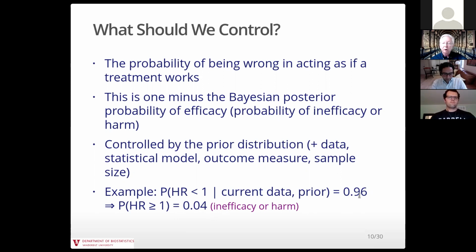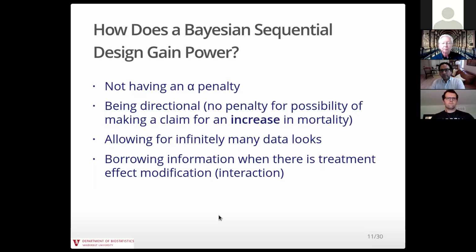If you had this level of evidence for efficacy, by definition, you have this probability of being wrong in acting as if the treatment works. That's something that's very noble to control. And it's directly a decision error. It's not an assertion trigger probability.